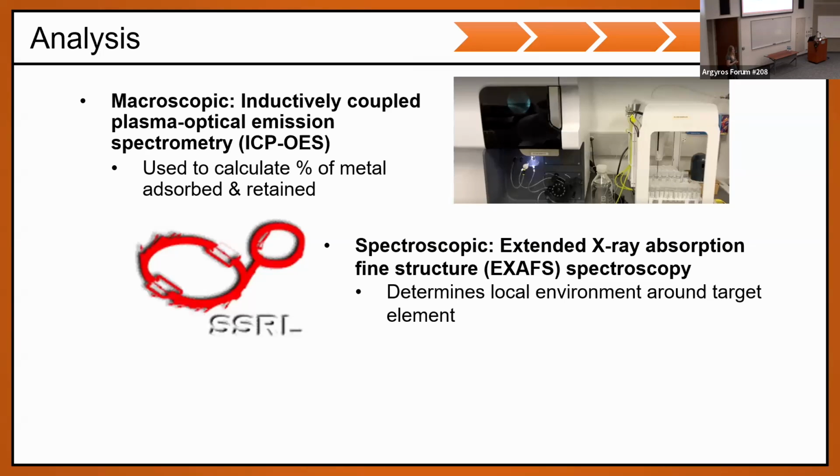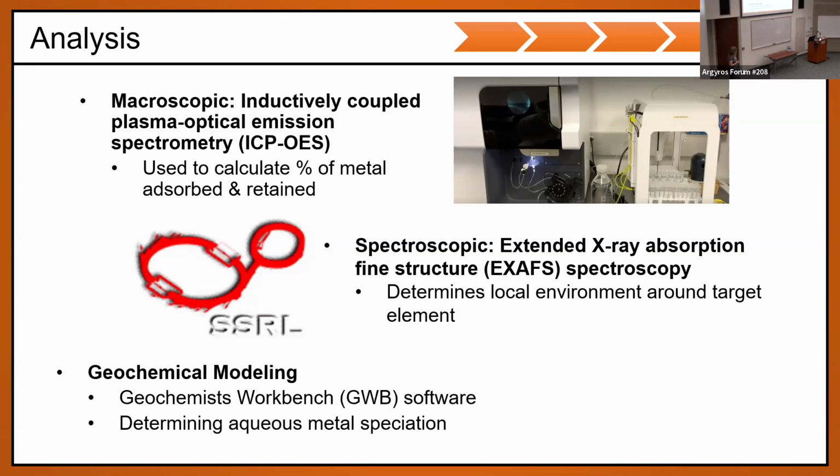Next, we used EXAFS spectroscopy at the Stanford Synchrotron Radiation Lightsource, and this is used to determine the local environment around our zinc. Essentially, we can look at our samples using high-powered X-rays and see what is surrounding our zinc atoms and how close these other atoms are. Finally, we paired this with geochemical modeling, essentially to determine the metal speciation in a model solution using the Geochemist's Workbench software.